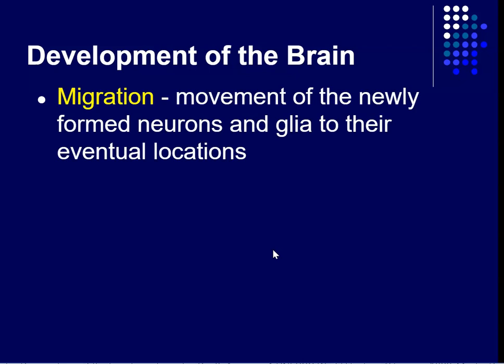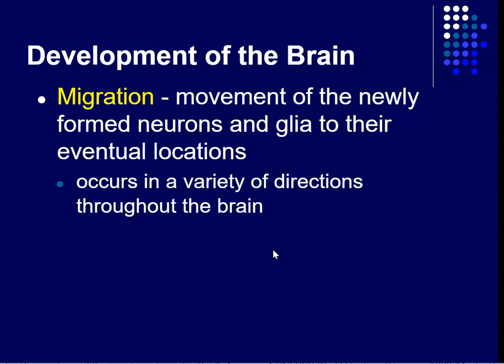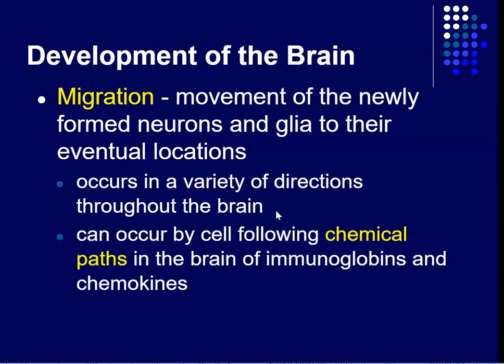Migration is just the movement of newly formed neurons and glia to their eventual locations. Most of the cells in the brain are not born where they're ultimately going to live. The migration can occur in a variety of directions throughout the brain, but mostly it occurs radially, moving from right around the center of that tube outward toward the edge of the developing tube. Although sometimes the neurons migrate tangentially as well, sort of moving around the edge of the tube.